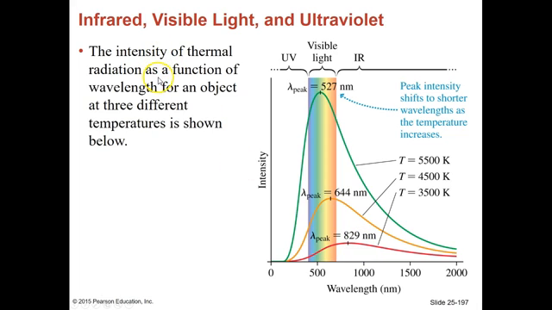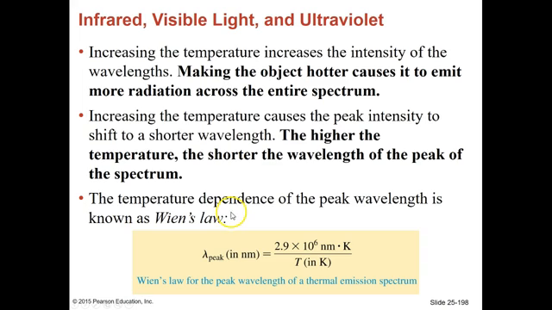So here the intensity of thermal radiation as a function of wavelength for an object is shown at 3 different temperatures. At the first temperature, this really high temperature, we see that the peak is about 527 nanometers, which is kind of a greenish color. If I change the temperature of that radiation, it will change to kind of an orange, and then finally here, this one's an infrared. So the lower the temperature, the more shift we get towards the red. We call that a red shift.